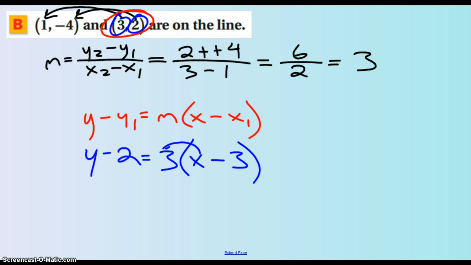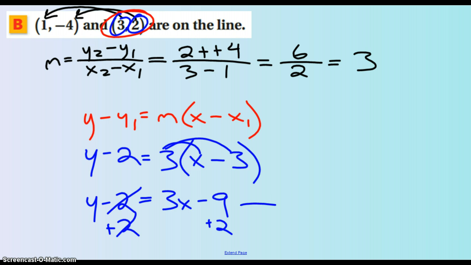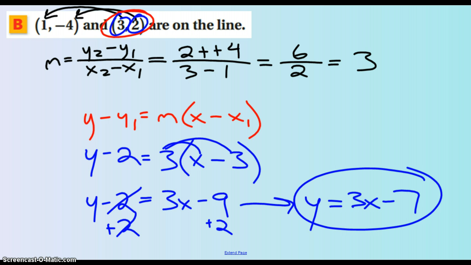So I'm going to do a little distributive property, 3x minus 9 equals y minus 2, and then I add 2 to both sides, and we've got y equals 3x minus 7, and there we are in slope-intercept form at that point. So, all right, that is all I have for today, and we'll talk more about this tomorrow. So, we'll see you then.